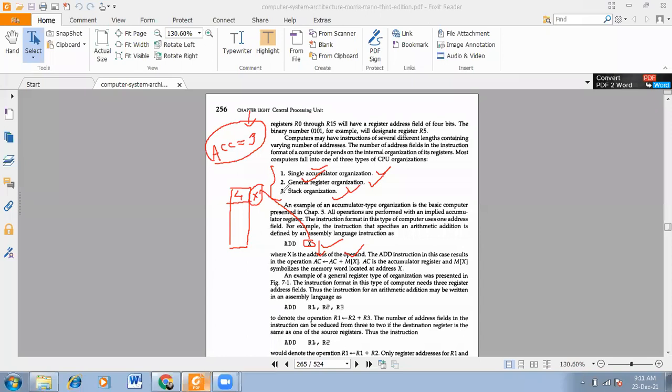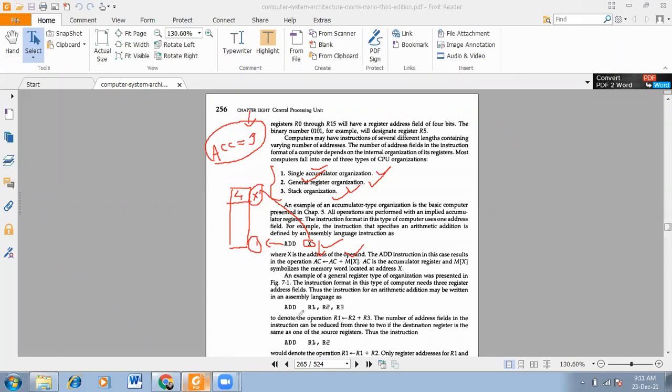Okay. So this is an example of accumulator type organization. This is the first kind: accumulator organization, single accumulator organization. So this is your first case. Now we'll go for some examples of general register type of organization.